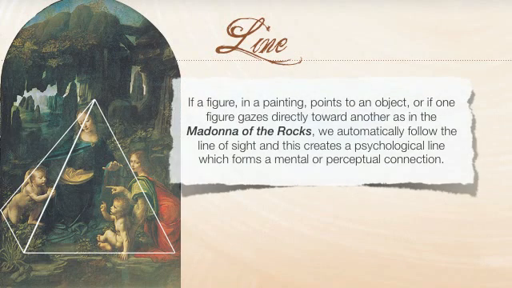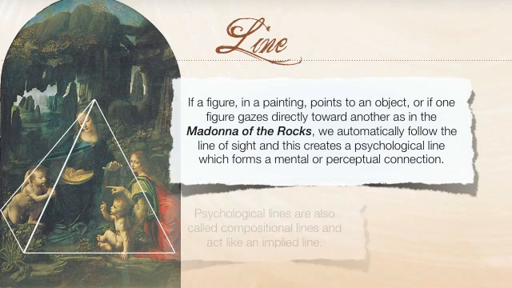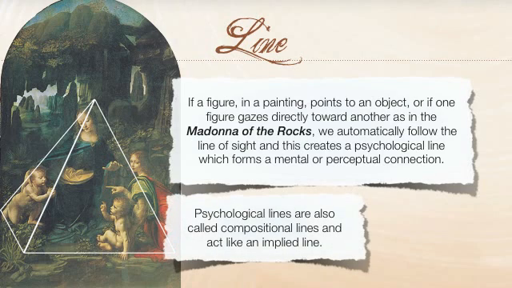If a figure in a painting points to an object, or if one figure gazes directly towards another, as in the Madonna of the Rocks, we automatically follow the line of sight, and this creates a psychological line which forms a mental or perceptual connection. Psychological lines are also called compositional lines and act like an implied line.